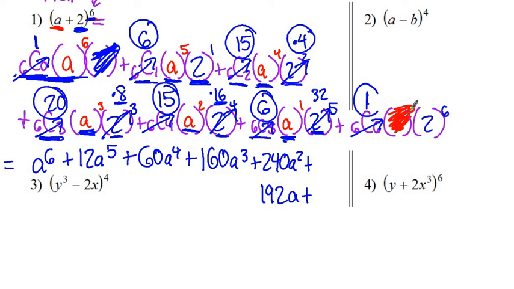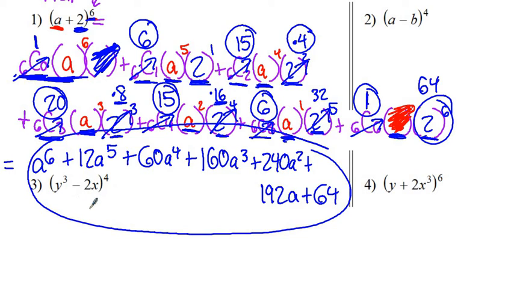And then finally we have 1 times 2 to the 6. 2 to the 6 is equal to 64, and there are no a's. So our last term is 64. So this big thing right here with 7 terms in it is actually our final answer.